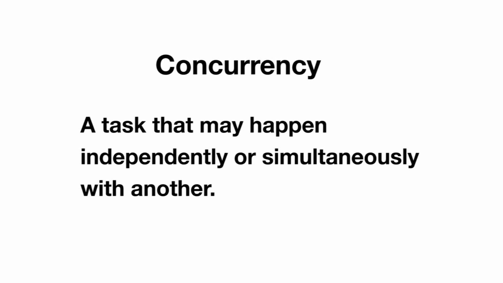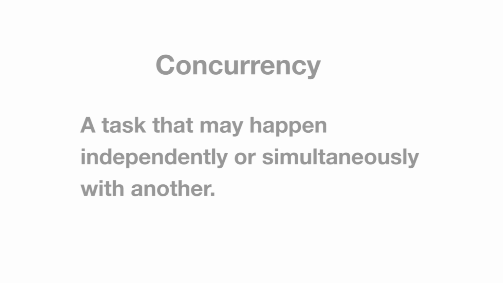A concurrency are tasks that are independent of one another and thus may occur simultaneously. An example in our Gantt chart is that we can order materials at the same time that we're planning for the building process.